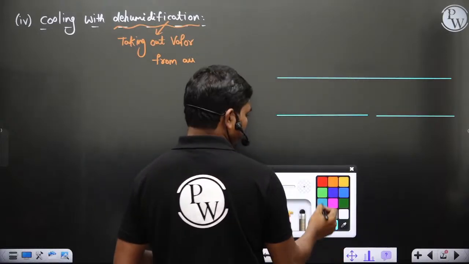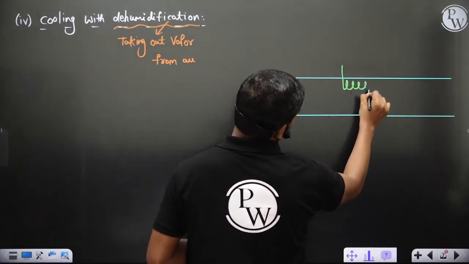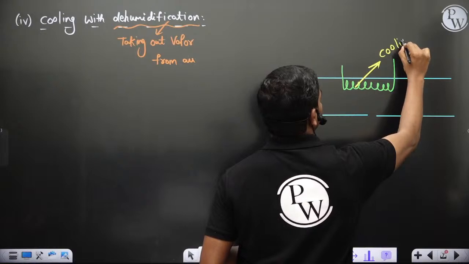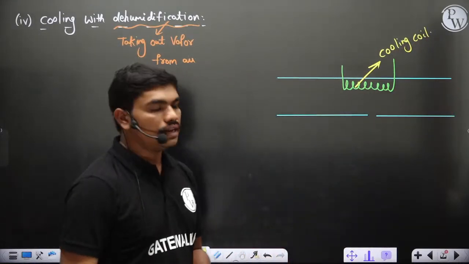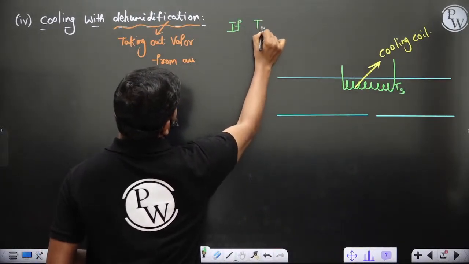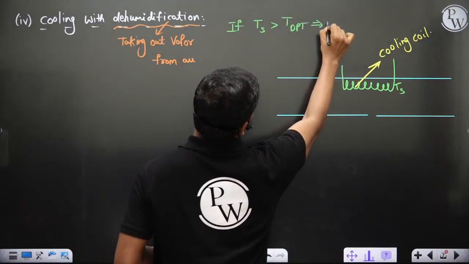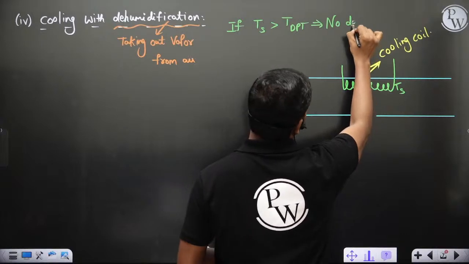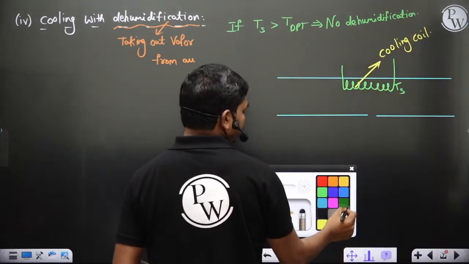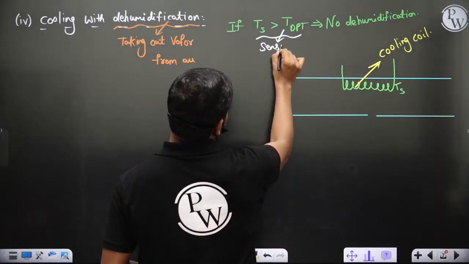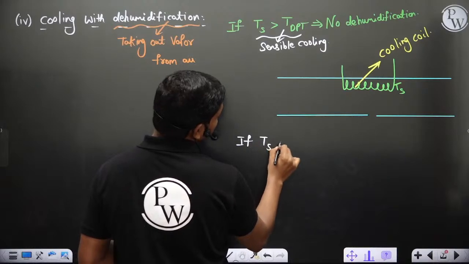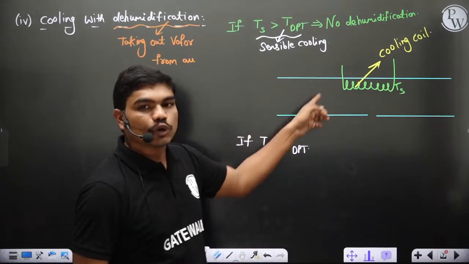So let's say there is a cooling coil. If the temperature of this cooling coil is Ts, then if Ts is greater than the dew point temperature, this implies no dehumidification, like we have seen in the case of sensible cooling. This is called sensible cooling.